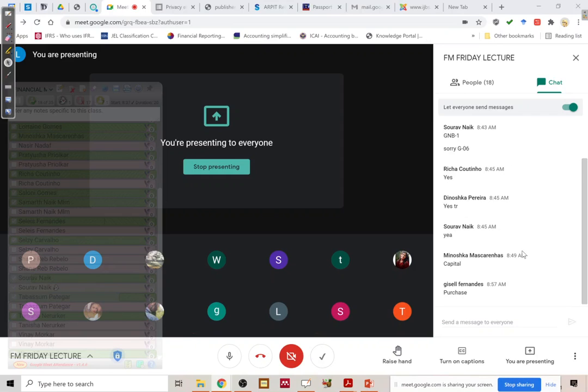Yes, very good. Purchases. Purchases of your raw material, of fixed assets, salaries, very good. A very common expense that requires the payment of cash. Okay.